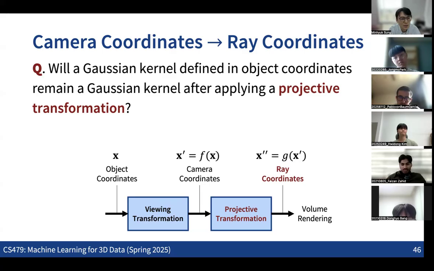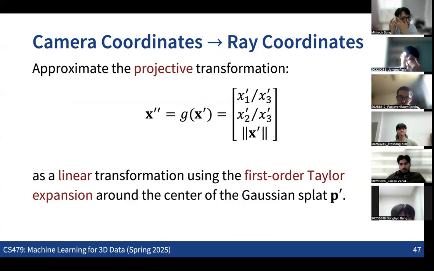But what we are going to do, to make the computation simpler in the volume rendering equation, is see how we can approximate the projective transformation as a linear transformation, in a way that we can still treat the Gaussian kernel in the ray coordinate system as a Gaussian kernel as well. That's the basic idea for Gaussian splatting: how we can approximate the projective transformation as a linear function, the closest linear transformation that best approximates the projective transformation.